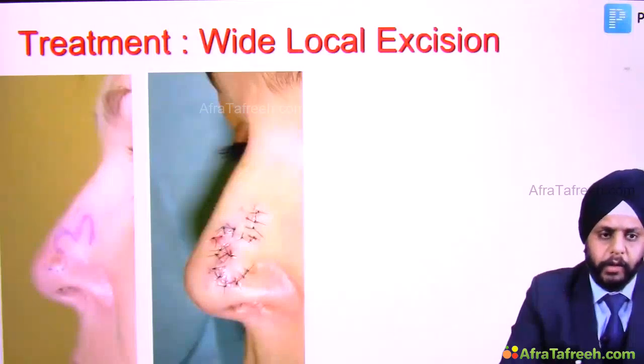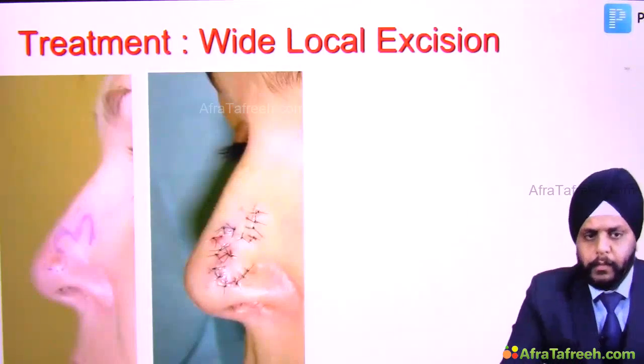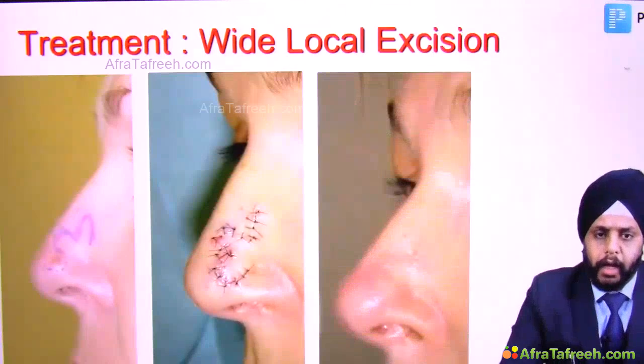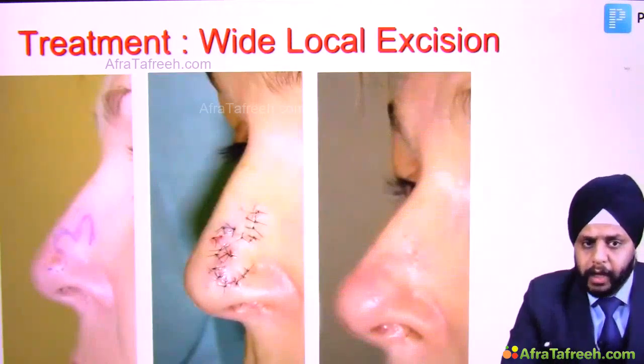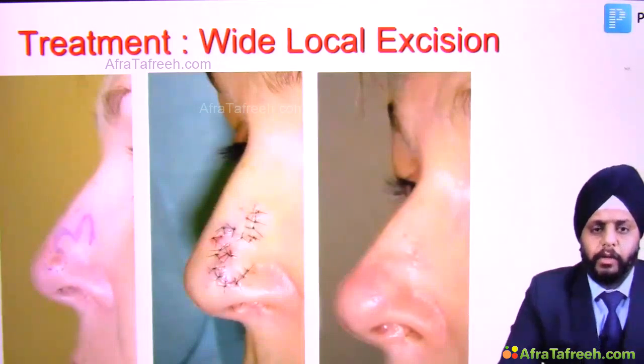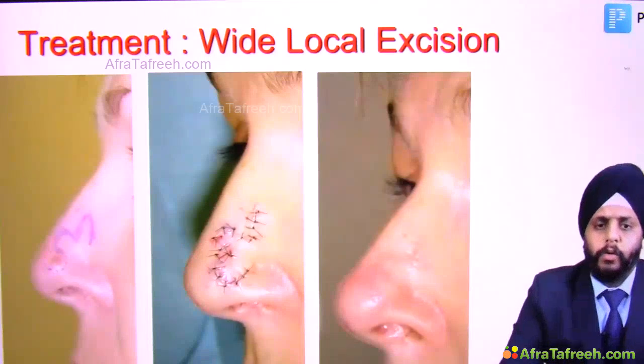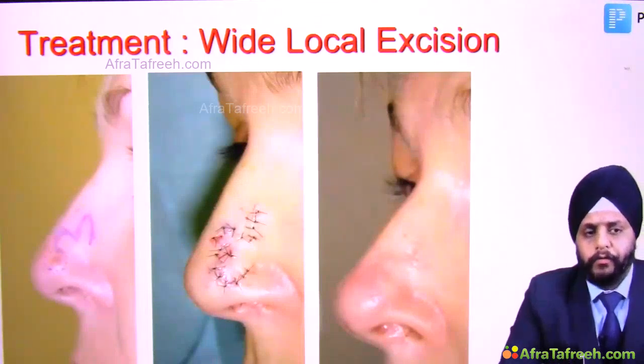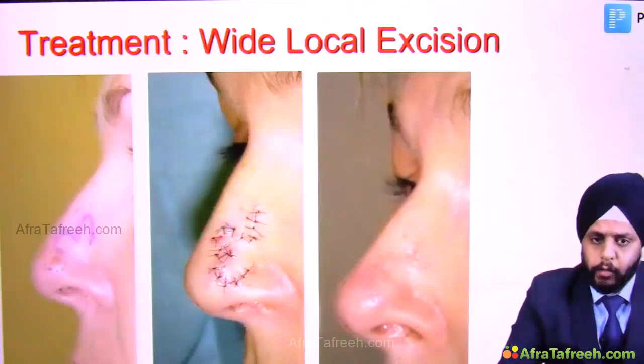Okay, so as you can see over here, this tumor has been excised, so as to not only excise the tumor but also to give a good cosmetic result. So this is known as wide local excision, which is the treatment of choice for basal cell carcinoma or rodent ulcer.